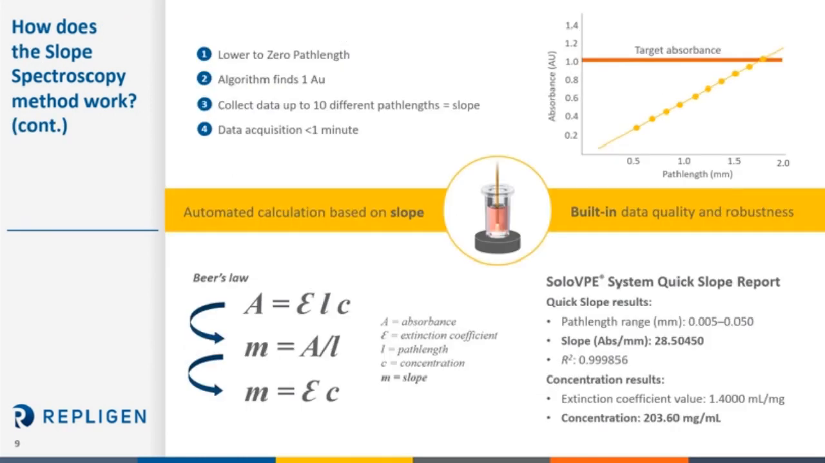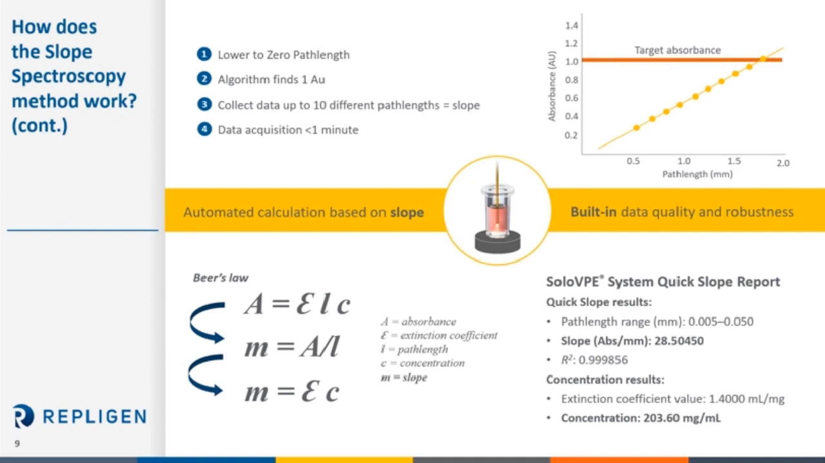The way that the system works is there's an algorithm that monitors the change of absorbance from path length to path length in the initial search, looking for one absorbance value. Once the software determines what path length is closest to one absorbance, it will then stage 10 data points down to create the slope regression. Each acquisition takes less than a minute, and it's independent of the user operating the system.